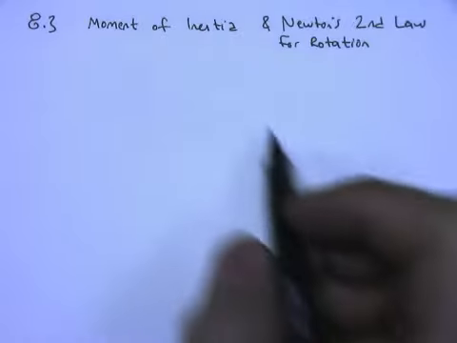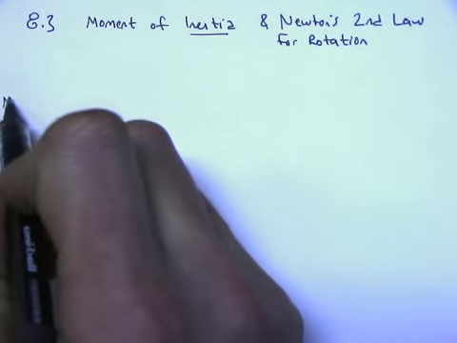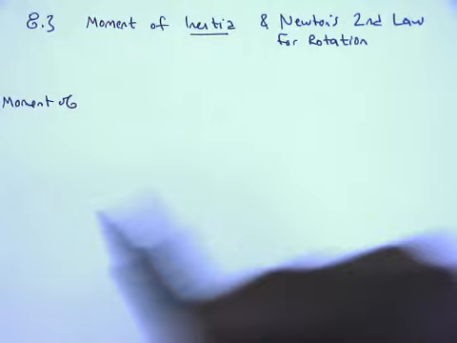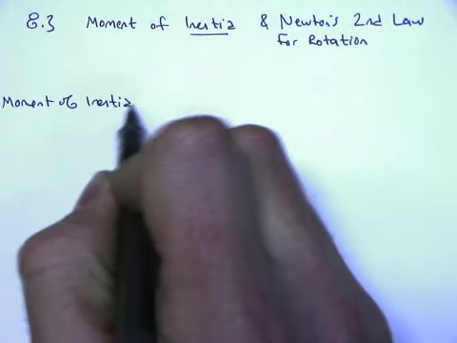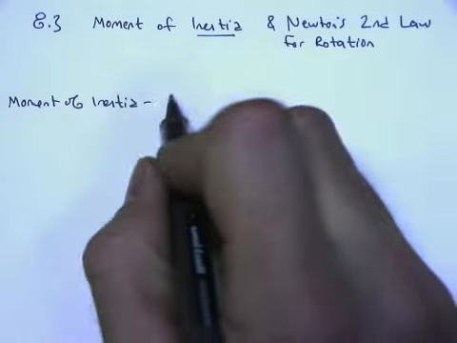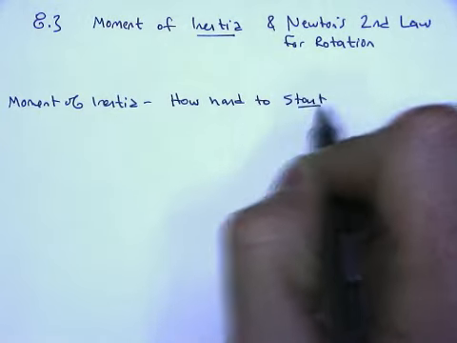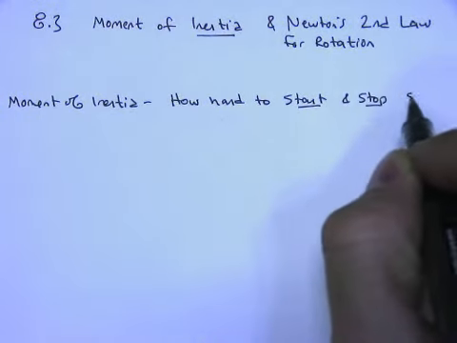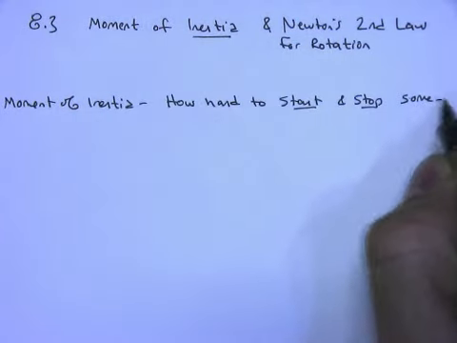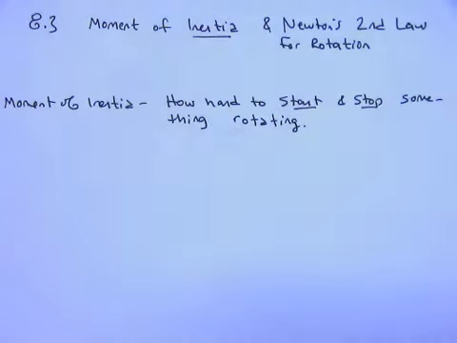So moment of inertia. Inertia is how hard it is to start and stop something moving, and moment of inertia for rotating objects is just that. It's how hard it is to start and stop something rotating. How hard it is to stop something rotating.